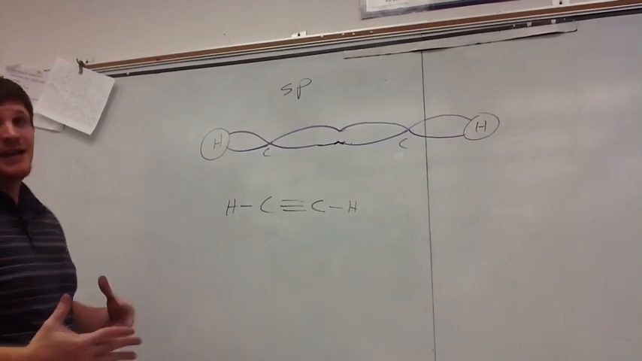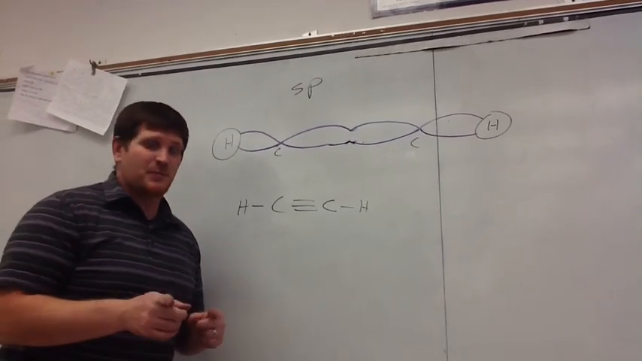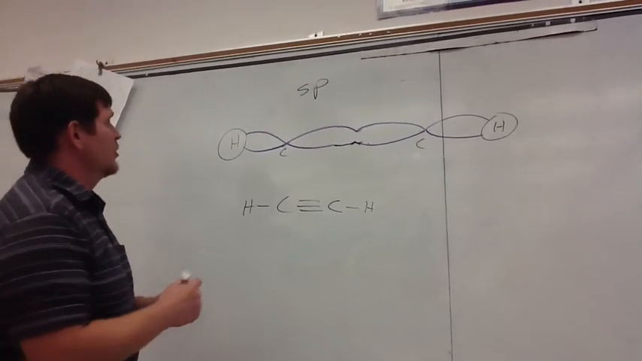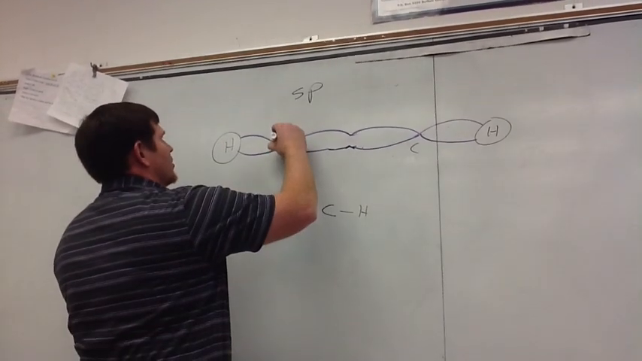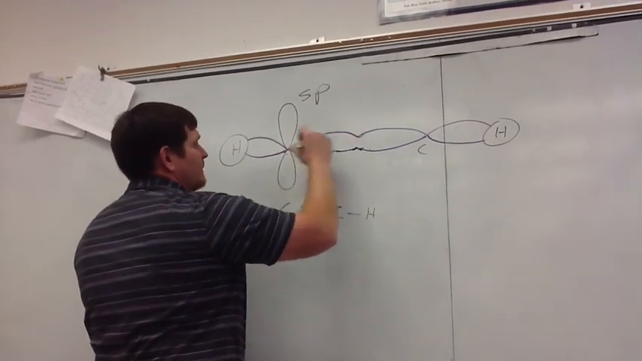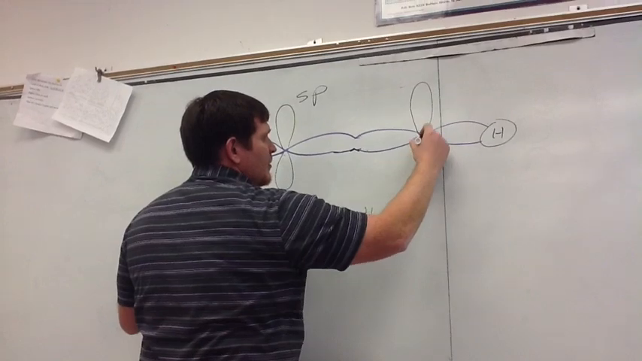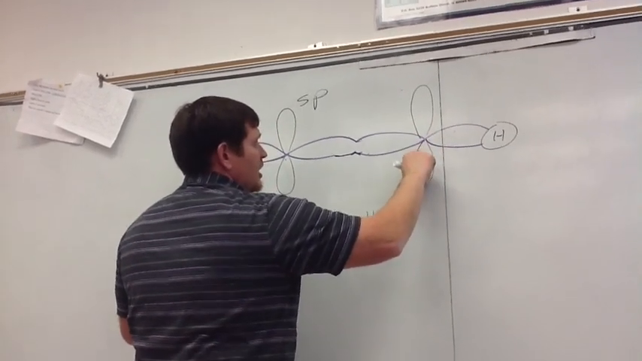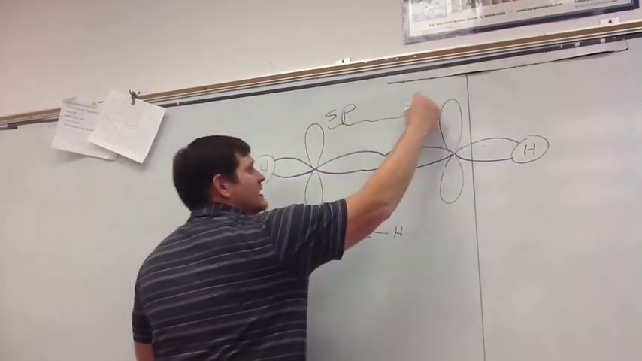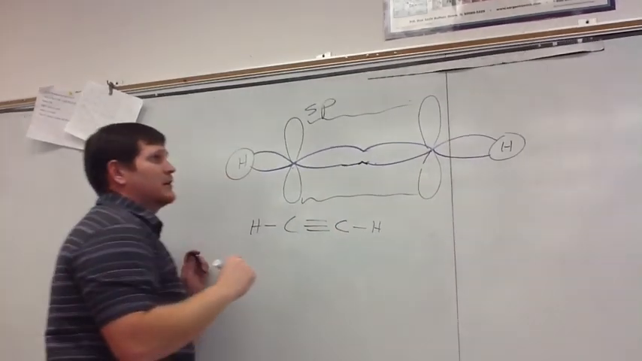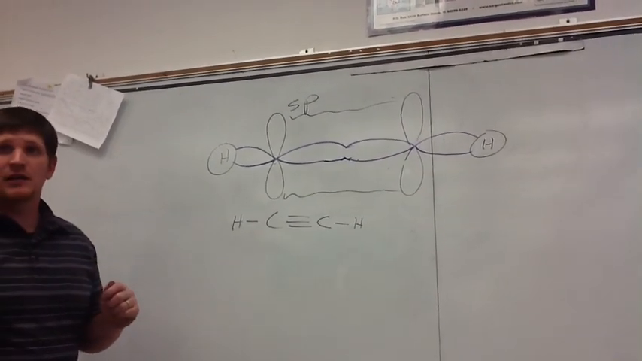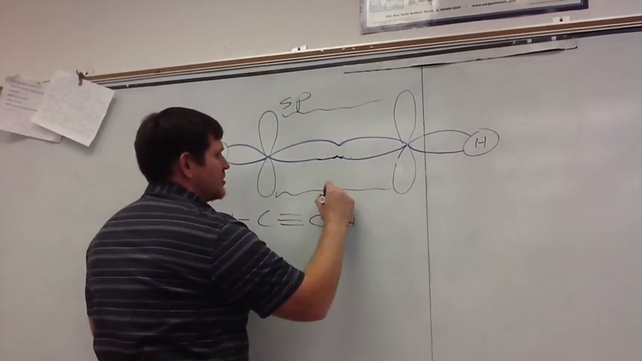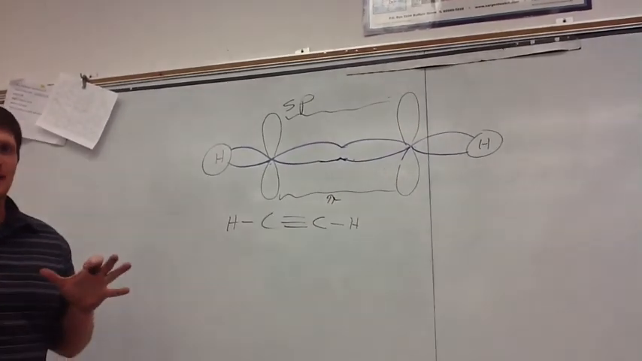Let's get its other 2. Okay, so it's sp, that means it's got 2 unhybridized p orbitals. Let's draw our p orbitals. One is going to go out the top, one out the top over here. And what they do is they overlap sideways. Okay, that is 1 pi bond. So that means at this point I am double bonded.